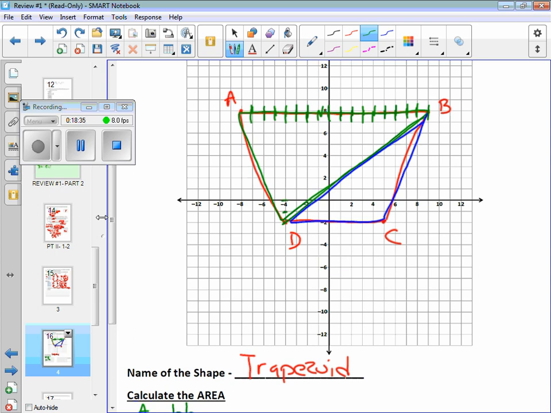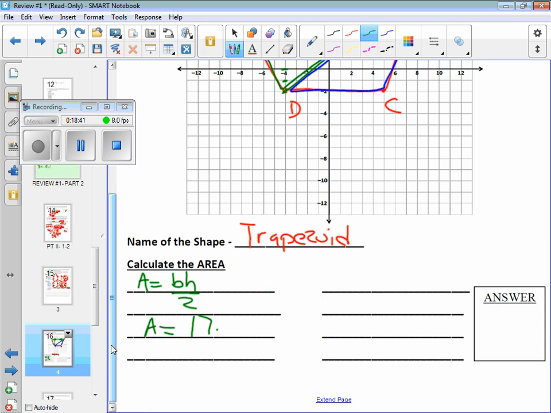Count. 1, 2, 3, 4, 5, 6, 7, 8, 9, 10. Stop counting. And if you do that, you get 85. 17 times 10 is 170 divided by 2 is 85.